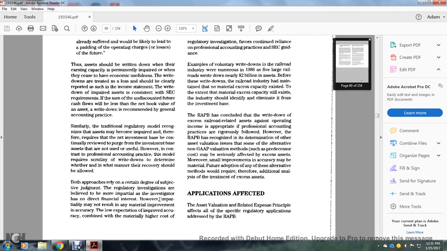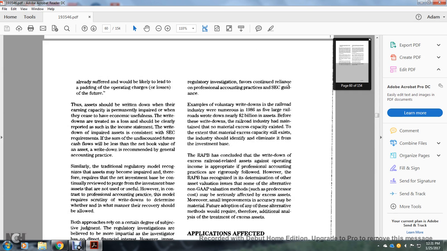The investigation did not find financial interest out of the impact, and it may not result in material improvement in accuracy. The low expectation of improved accuracy is combined with materially higher costs. The regulatory investigation concluded that reliance on professional accounting principles and Securities and Exchange Commission guidance is sufficient. For example, voluntary write-downs in the railroad industry were numerous in 1986. Five larger railroads wrote down nearly $2 billion in assets. Before these write-downs, the railroad industry had maintained that no material excess capacity existed. To the extent that material excess capacity still exists, the industry should identify and eliminate it from the investment base.